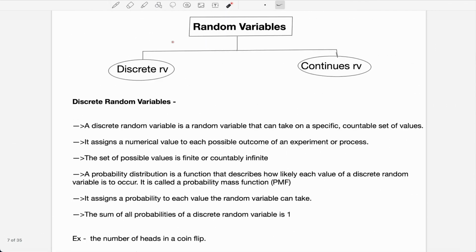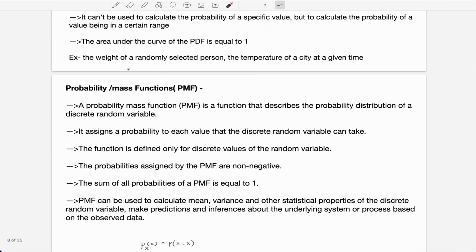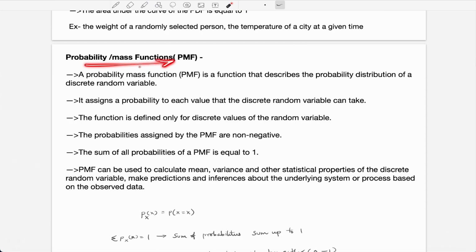So we have discussed these continuous random variables, right? So what is this probability mass function? It describes the probability distribution of discrete random variables, and the probability density function describes the distribution of continuous random variables. I hope you understand that. The PMF assigns a probability to each value a discrete random variable can take, and a PDF assigns a probability distribution at each value that a continuous random variable can take.